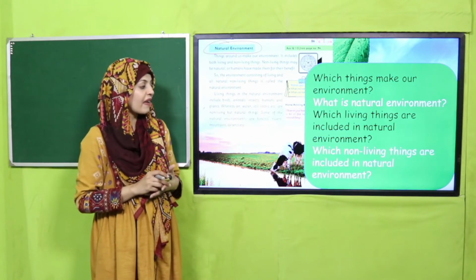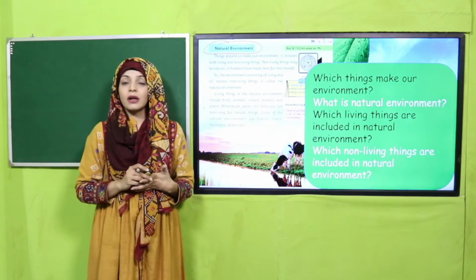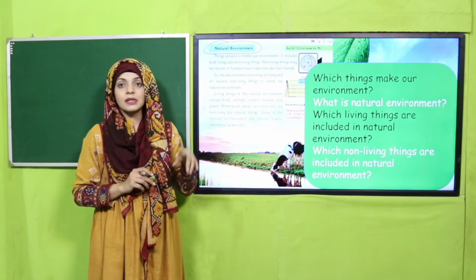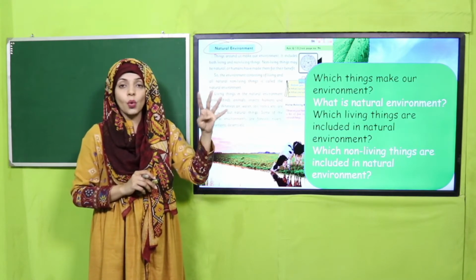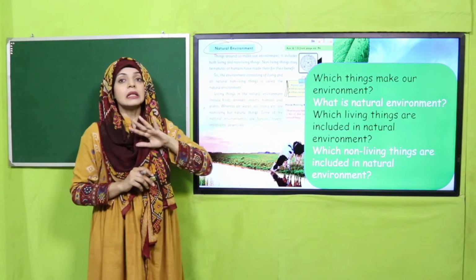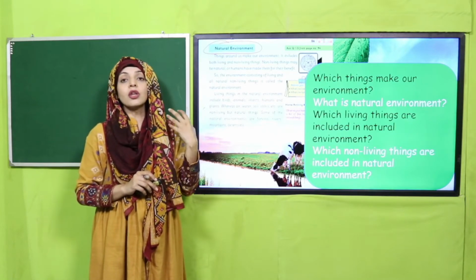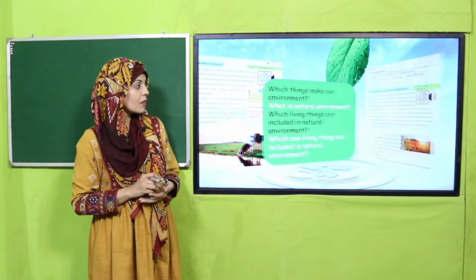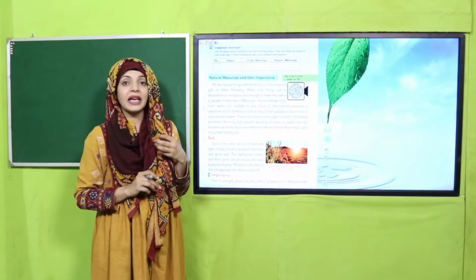Which non-living things are included in natural environment? There are so many things. Quickly name them. Sun, air, water, soil, rocks, mountains. These are all natural non-living things. From here, we will move towards page number 87.